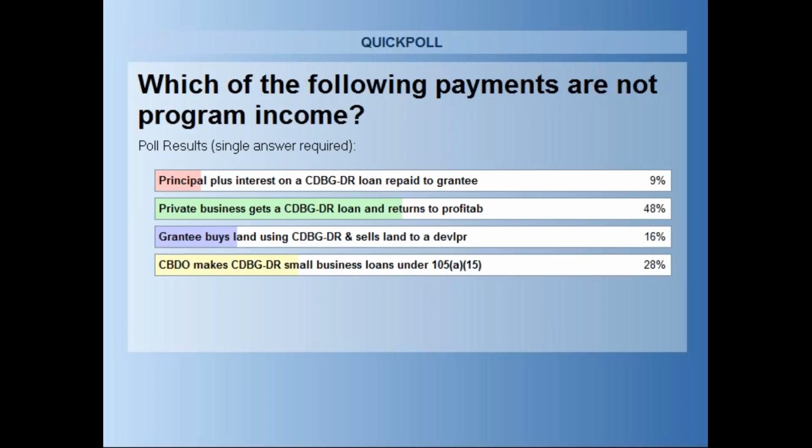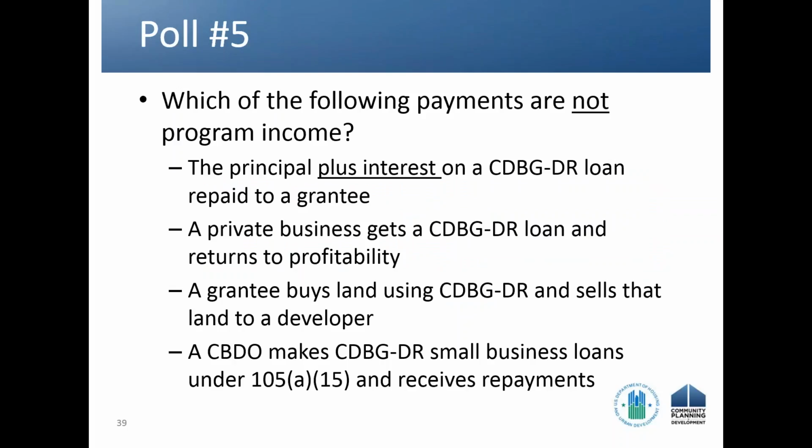Great, thanks, Chantel. So let's go through each of these. So as I mentioned earlier, the principal plus interest on a loan that gets repaid back to a grantee is always program income. So that first one is going to be program income.